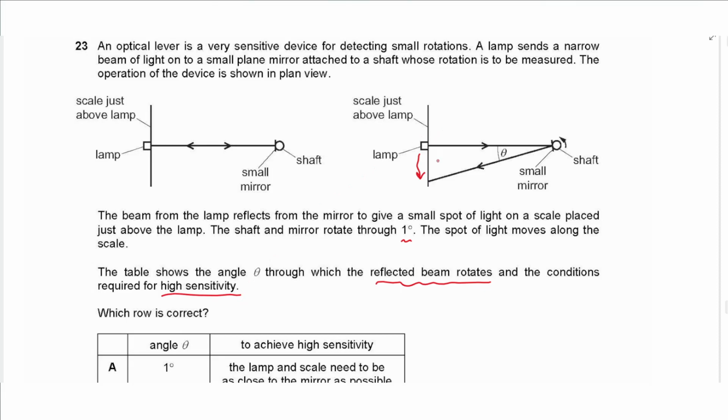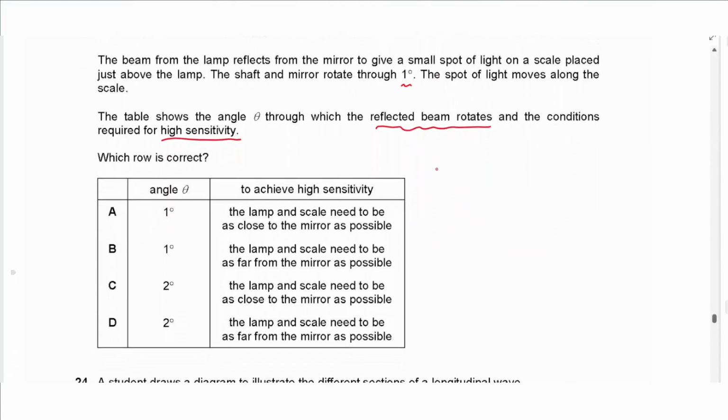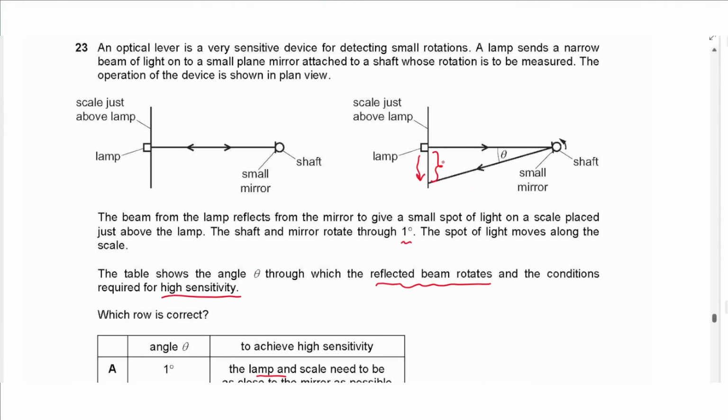For high sensitivity, we need this to be as long as possible to be easier to read. So we have to place the lamp as far as possible to make this distance larger. So if you put the lamp here and we have the same angle, so the lines are parallel, you get a larger distance. So that's more sensitive or easier to read.